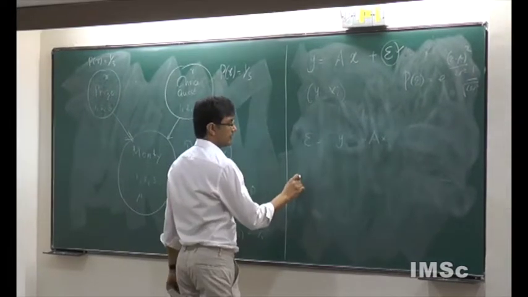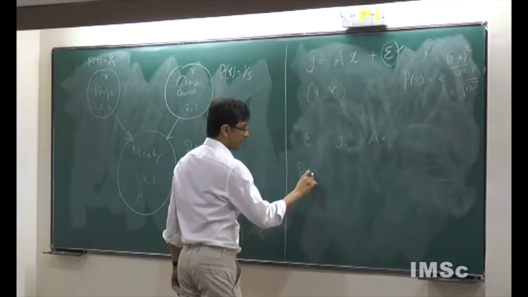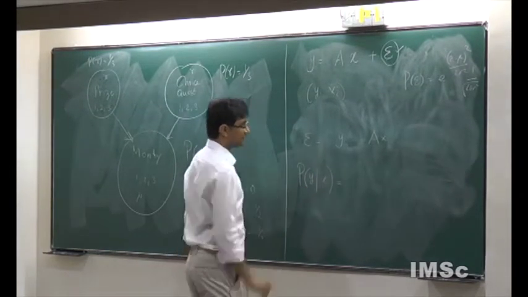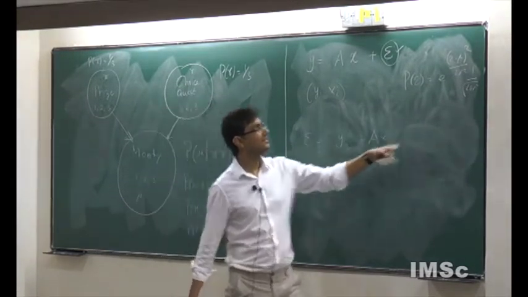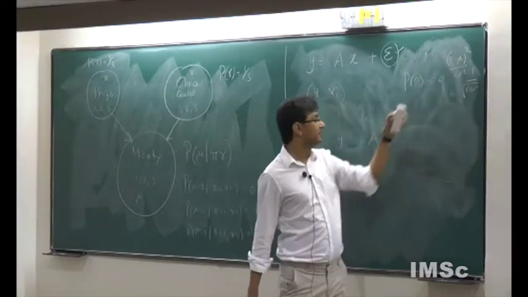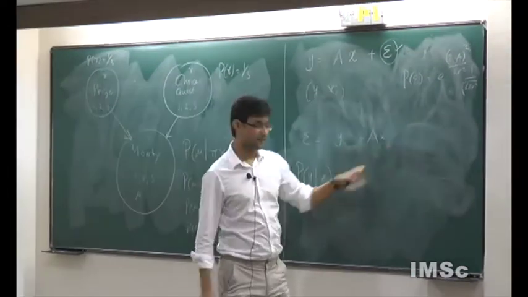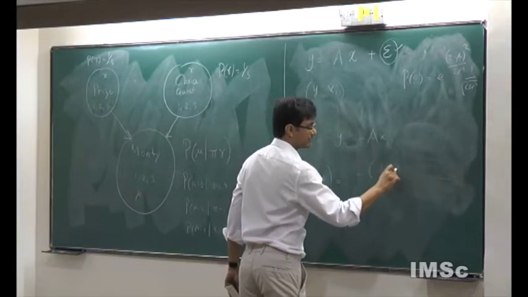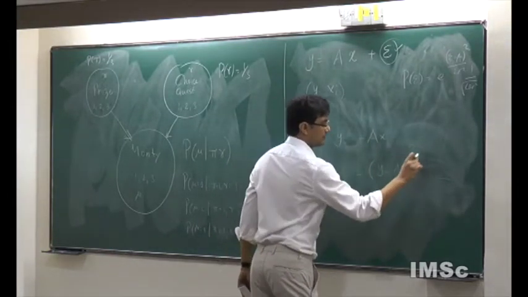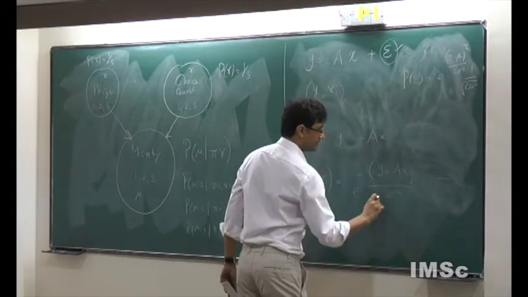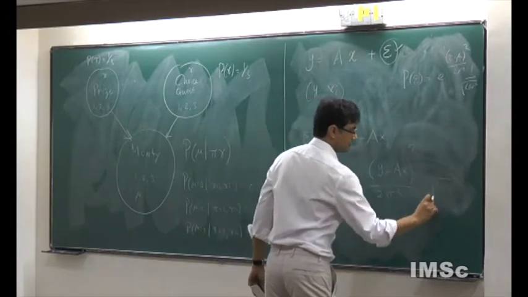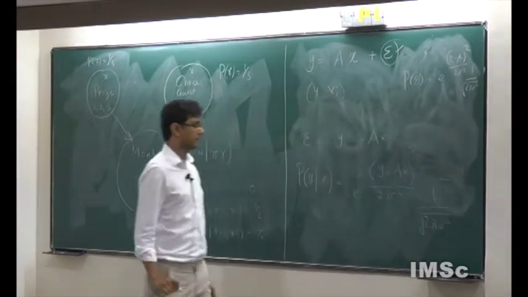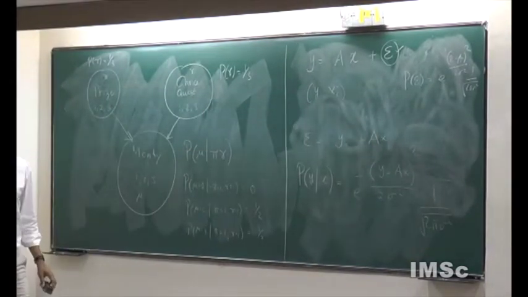Therefore, P of y conditioned on x is, now I just take this, replace it there. Replace the epsilon by y minus ax. It's e to the minus (y minus ax) whole square by sigma square, 2, 1 by 2 pi sigma square underneath. Okay, did you see what I did?